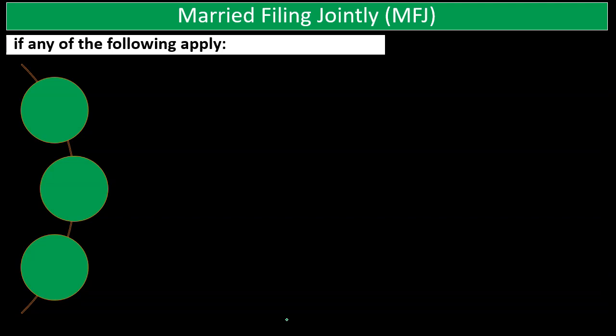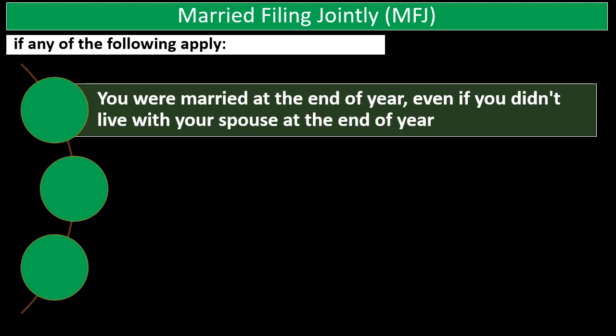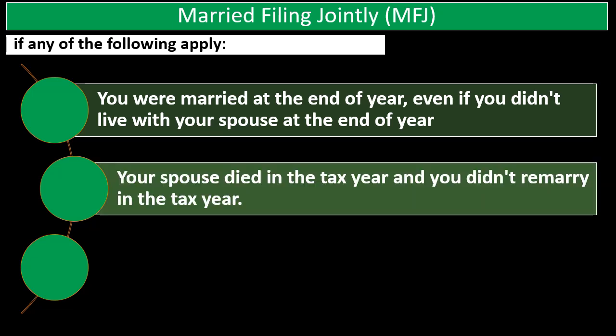Then we have the married filing joint. If any of the following apply: you were married at the end of the year, even if you didn't live with your spouse at end of year; or your spouse died in the tax year and you didn't remarry in the tax year. So again, obviously in a normal situation of a married couple, they're married and typically live together, that's fairly straightforward. What if they don't live together? Then the question is, are they separated? Is there some type of legality, a legal divorce in some way? What if there's a death that happened in the year?